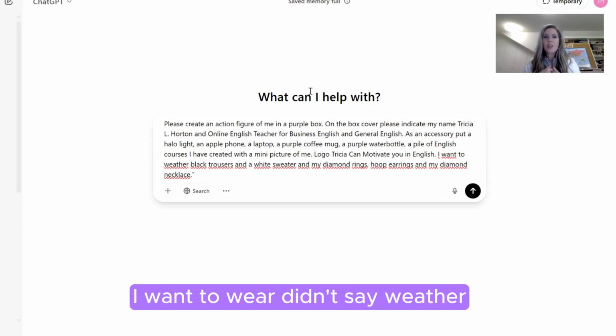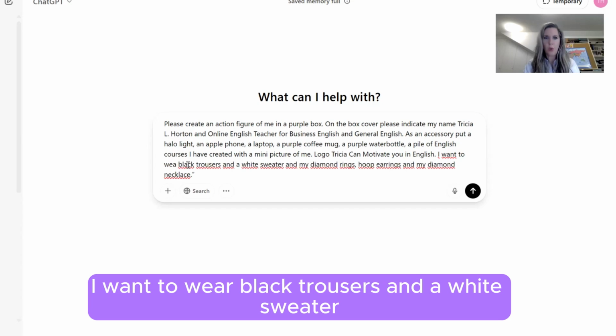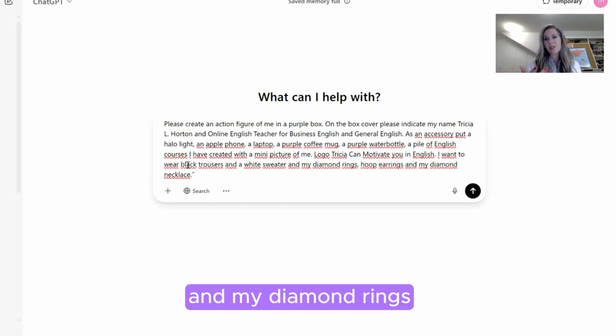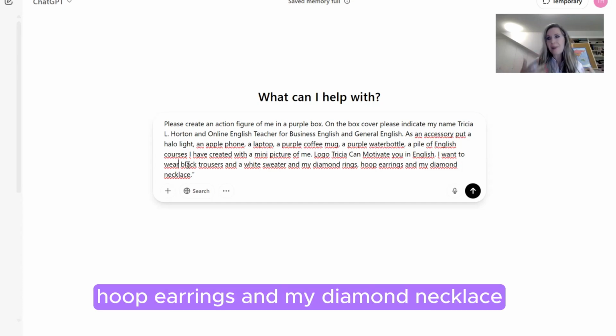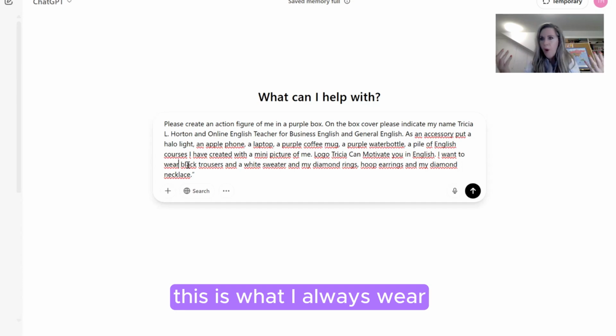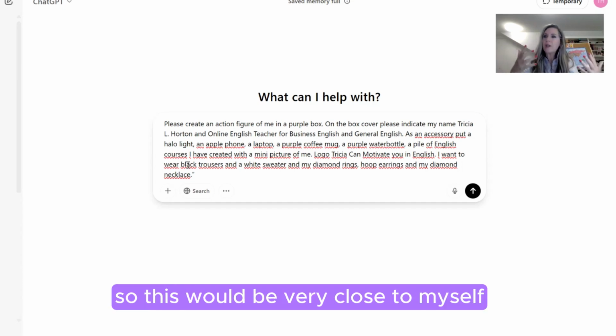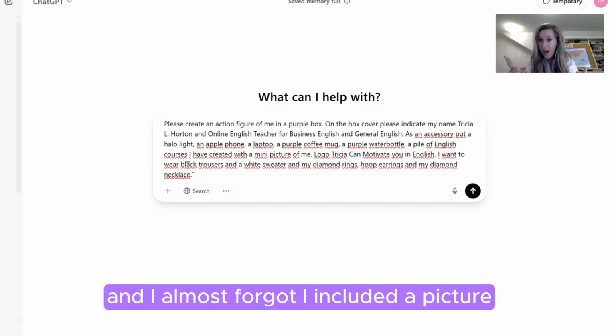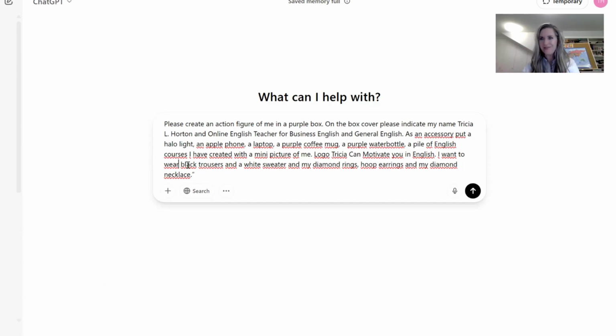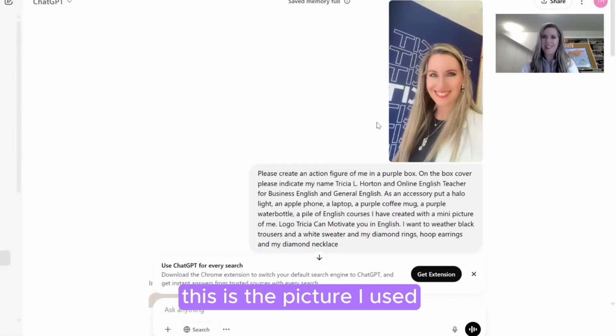I want to wear, and it didn't say whether, let me change that. I want to wear black trousers and a white sweater and my diamond rings, hoop earrings, and my diamond necklace. This is what I always wear. So this would be very close to myself. And I almost forgot, I included a picture I used.